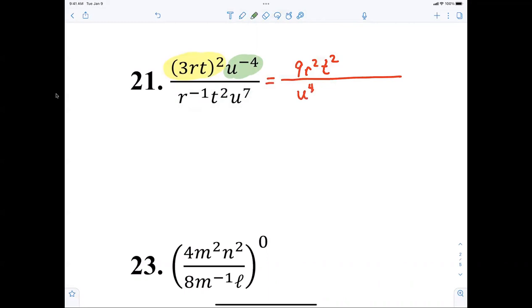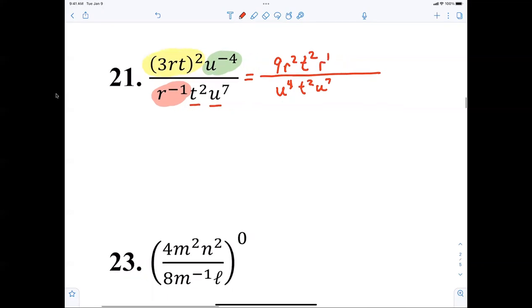Now I'm looking at r to the -1. That goes up as a what? R, right? R to the 1st if you want. What happens to t squared and u to the 7th? They stay. That's it, guys. It just takes practice and you'll get it. Everybody in here can follow directions and follow rules. That's how simple it is.